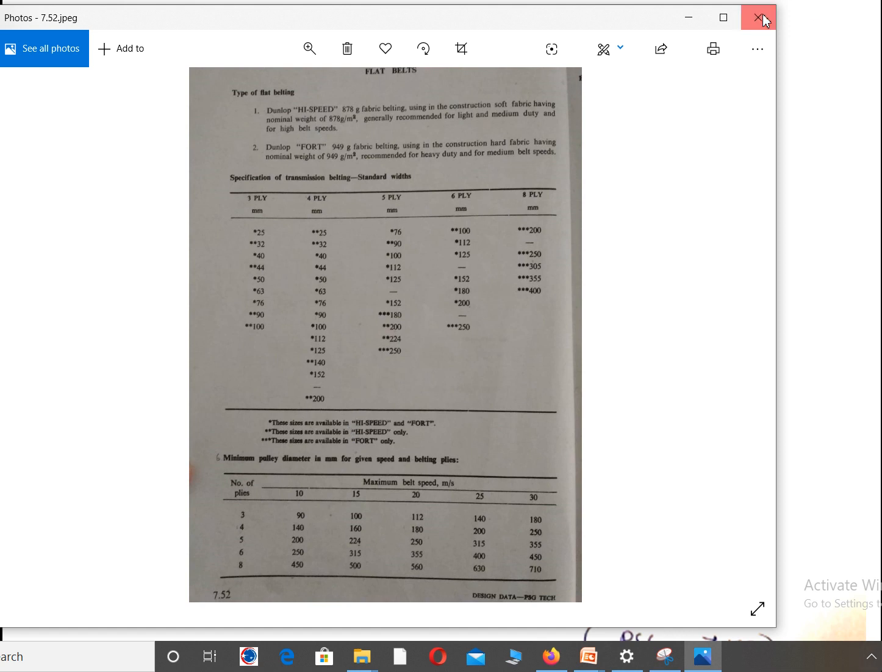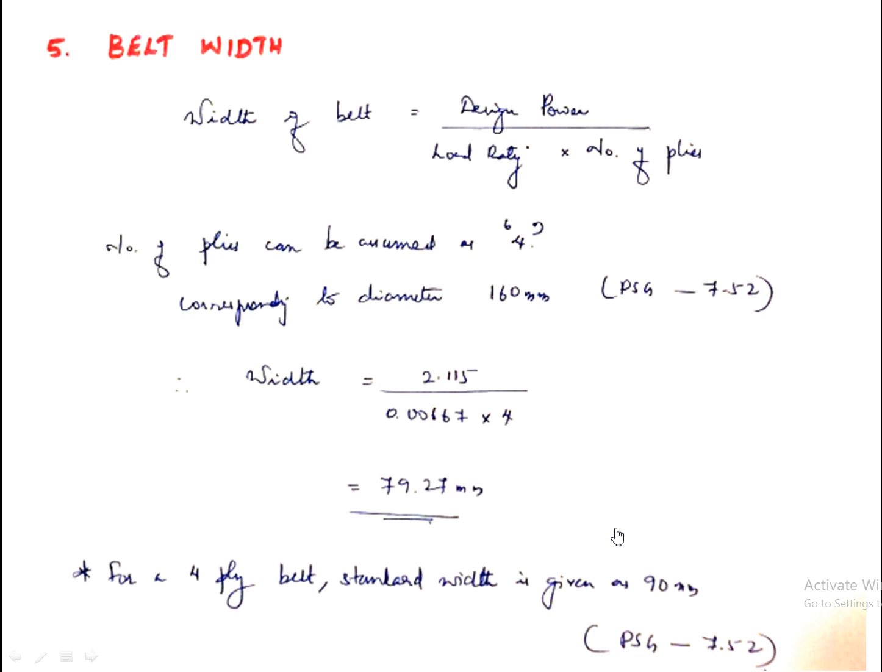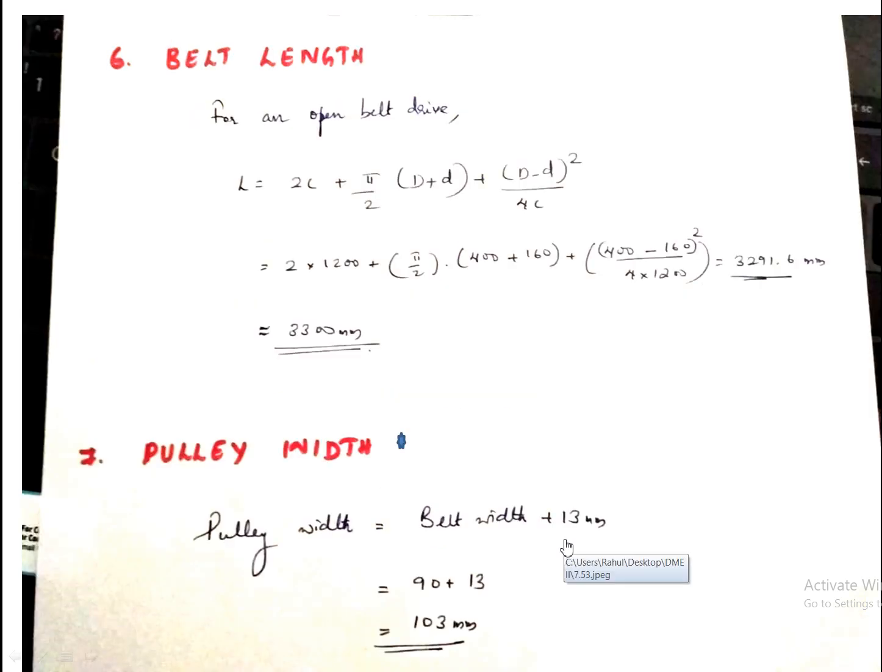So here it is satisfying, so you can take the standard value as 90 mm. Therefore the width of the belt can be taken as 90 mm. Fine. So once you have found the width, as I said, the next step is to find the length. All other main parameters are over. Now the only thing that is remaining is the length.